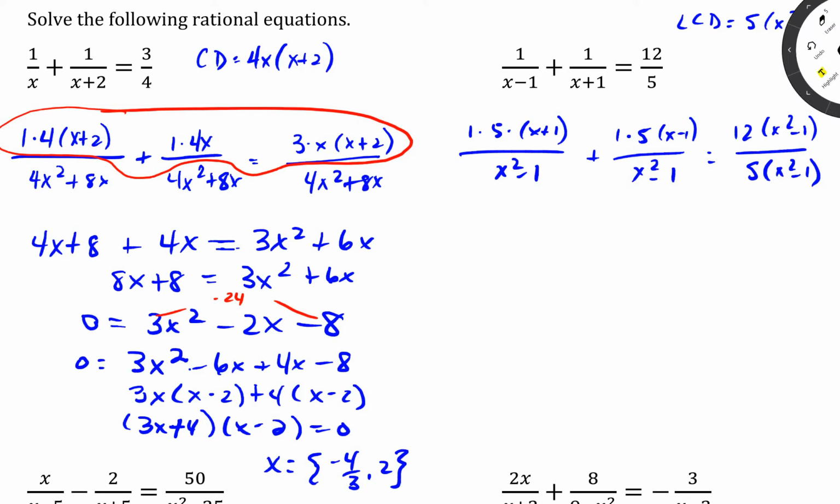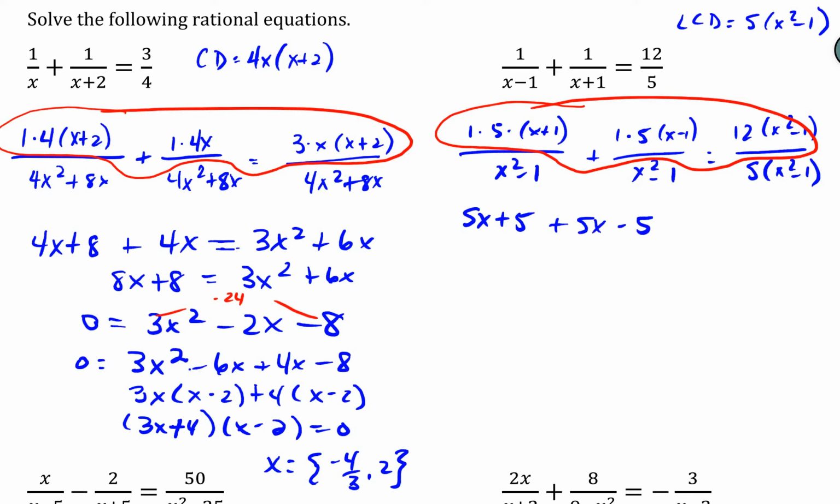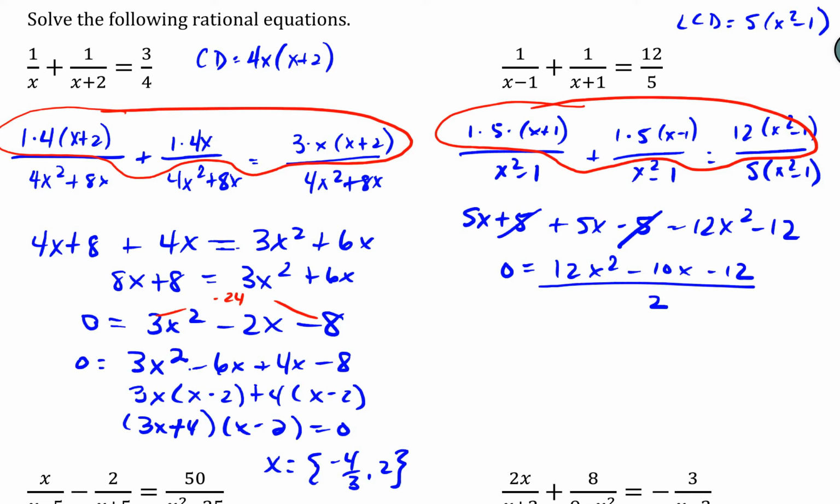If I do that again, all the denominators don't matter anymore, so I'm just looking at the numerator. So I have this equation that's left. Signs are important, so watch them. So we wind up having 5x plus 5 plus 5x minus 5 equals 12x squared minus 12. 5's cancel. Move the 10 to the other side. So I have 0 equals 12x squared minus 10x minus 12. Everything there has a common factor of 2. So I have 0 equals 6x squared minus 5x minus 6.